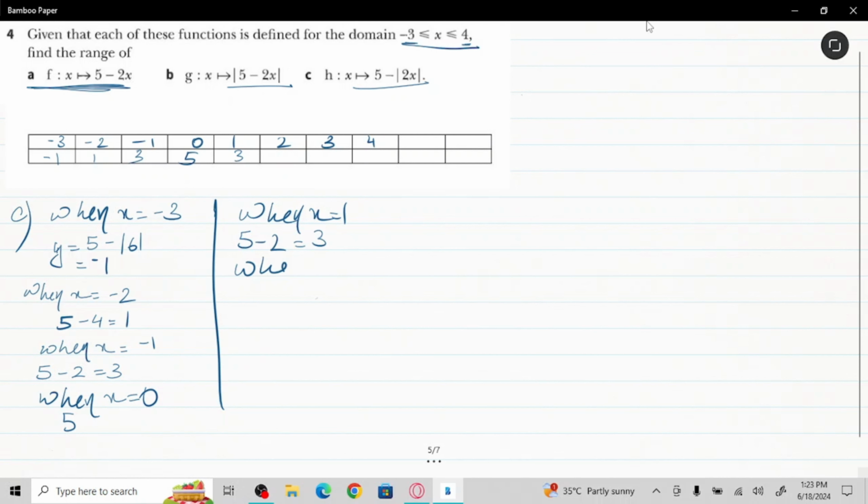When x is equal to 2, we have 5 minus 4, which is equal to 1. When x is equal to 3, we have 5 minus 6 in a modulus, which is equal to -1 again. When x is equal to 4, we have 5 minus 2 times 4, which is again 1. So this is the set of values for the given domain.